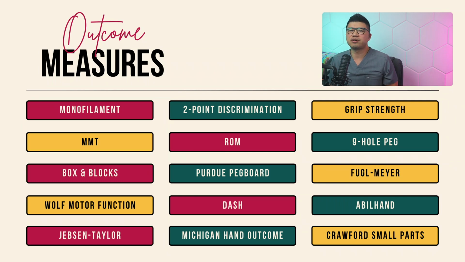Some others to consider, but you don't have to memorize this, include the 9-hole peg, box and blocks test, Purdue pegboard, Fugl-Meyer, Wolf motor function test, the DASH, ABILHAND, Jebsen-Taylor hand function test, Michigan hand outcome questionnaire, and Crawford small parts dexterity test. You should also make good use of observation and watch for edema, color changes, the presence and strength of the pulses such as distally, temperature and temperature changes, pain, and infections such as drainage from pin sites like X-fixes. And remember that these tests should not replace the evaluation of real occupations, what we do as OTs, such as for ADLs.